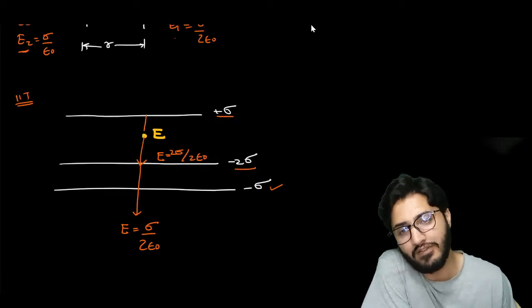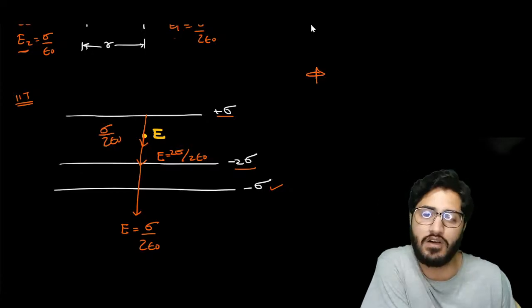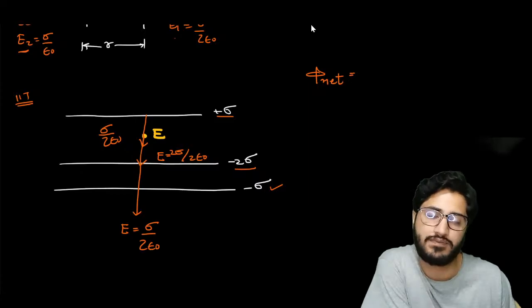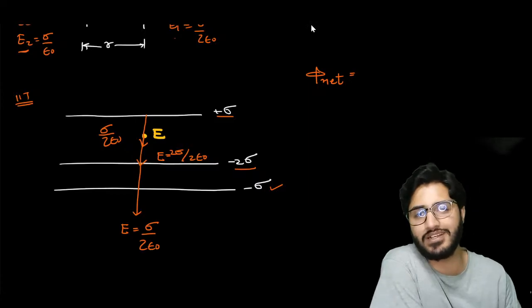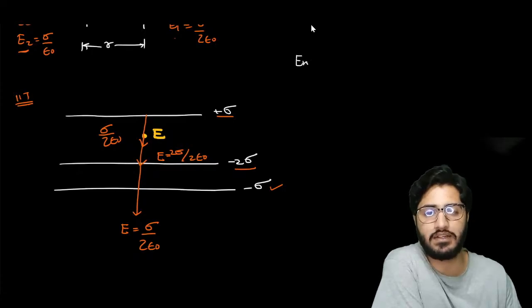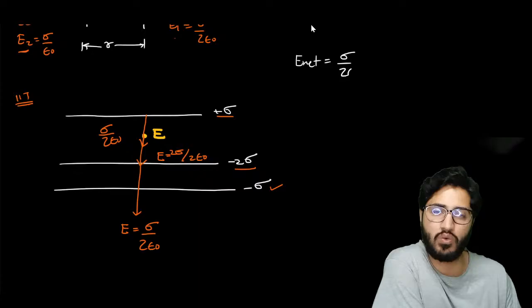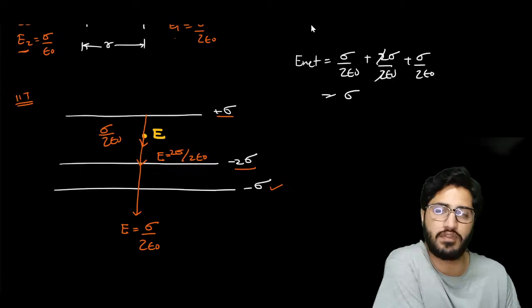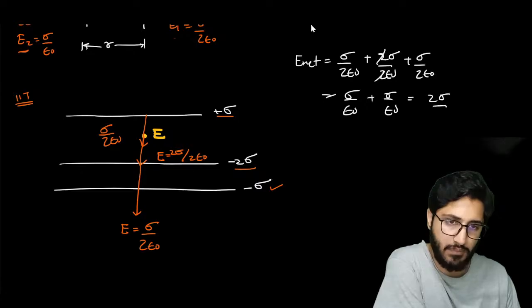Positive will be away, so it will be away in this way. It will be sigma by 2 epsilon naught. So what is E net? We are controlling E, right? It will be E net now. I guess it is sigma by 2 epsilon naught plus 2 sigma by 2 epsilon naught plus sigma by 2 epsilon naught. Cancel out. It will be sigma by epsilon naught plus sigma by epsilon naught. I guess my answer is 2 sigma by epsilon naught.